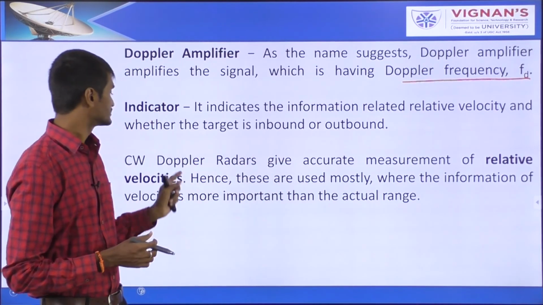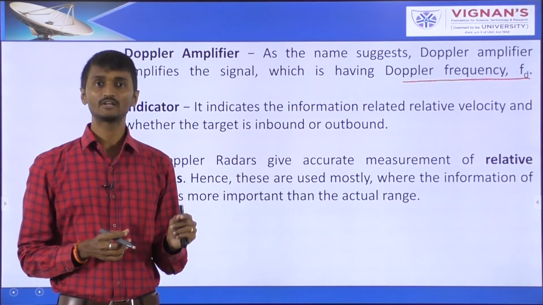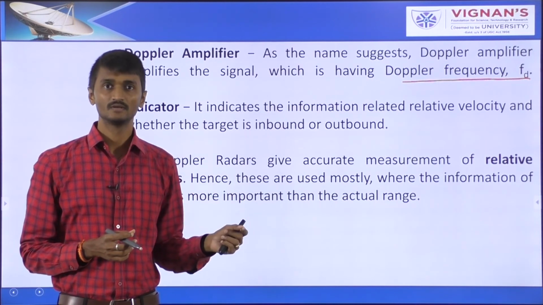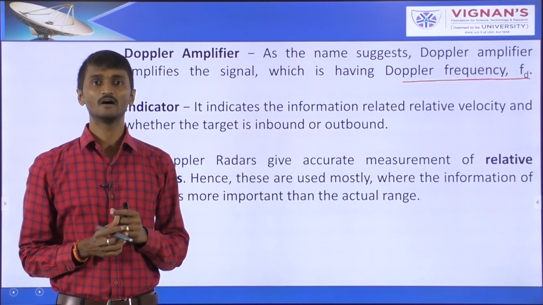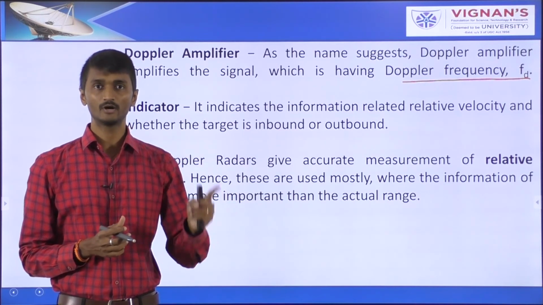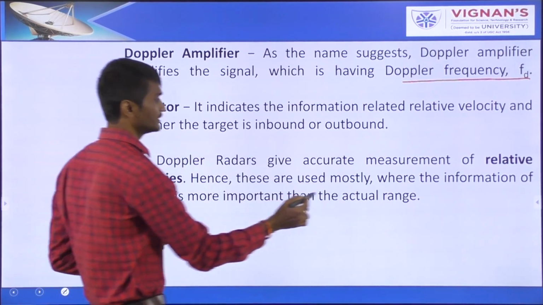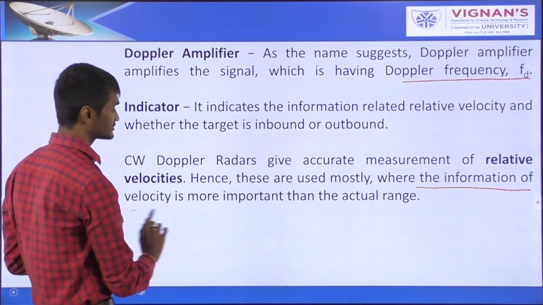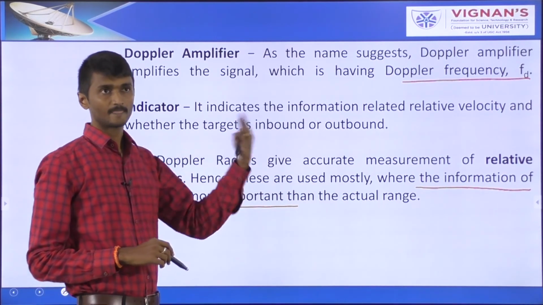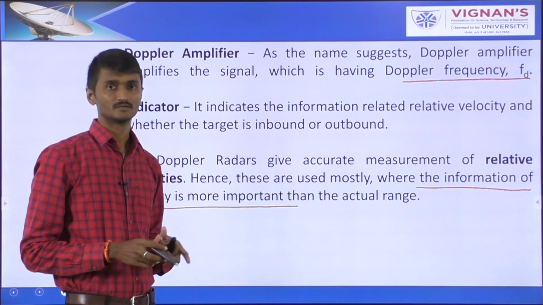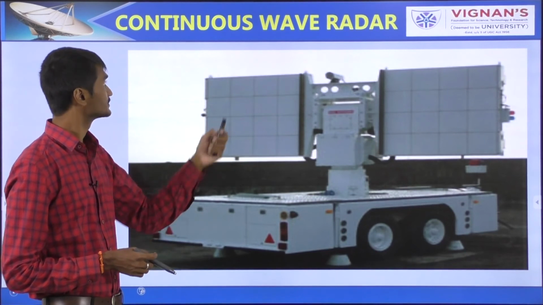CW Doppler radars give accurate measurement of relative velocities. Hence, these are used mostly where the information of velocity is more important than the actual range. So these are mainly useful to find the velocity of the targets. This is the example of a continuous wave radar.